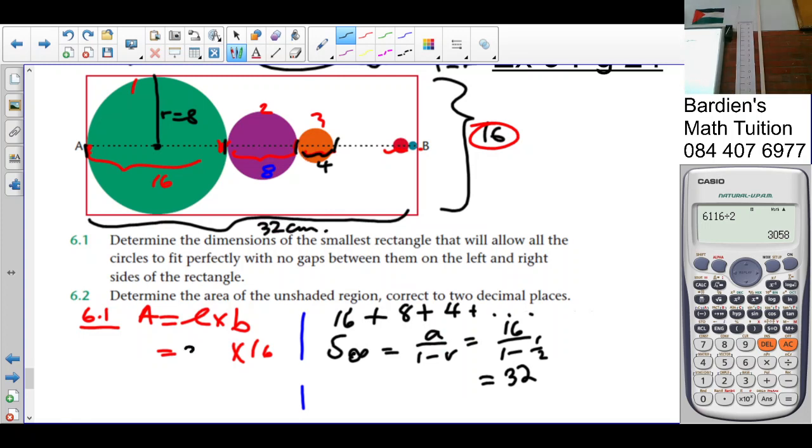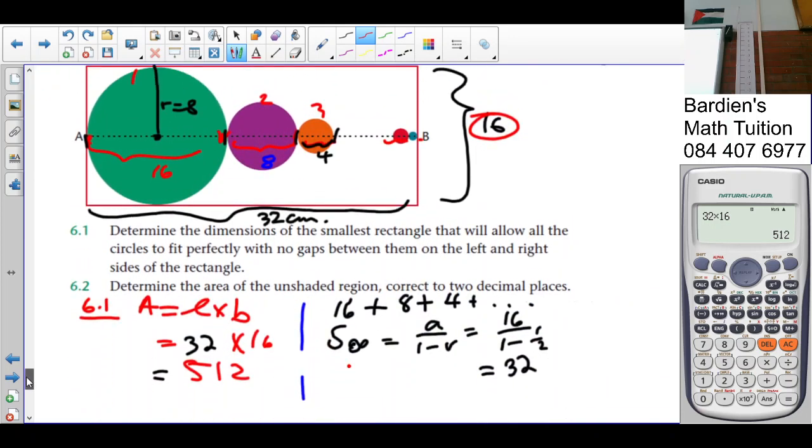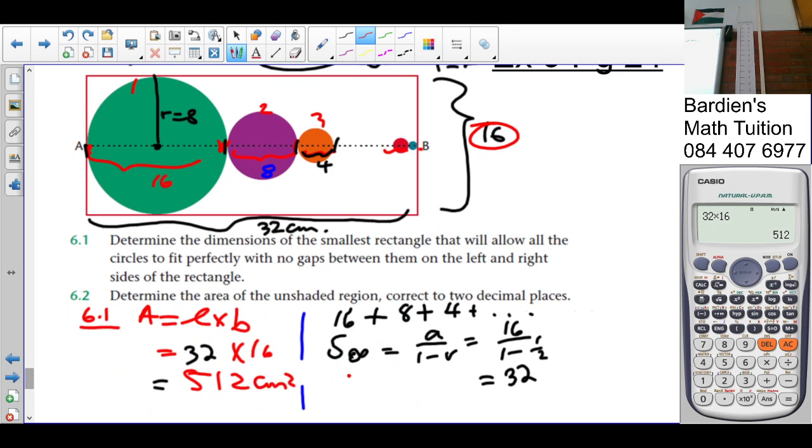Okay? So we just simply say 32 times 16. So the area of this is going to be 32 times 16, which is 512. 512 centimeters or meters or what? Centimeters squared. What's the answer there? Check. Just check there for a minute before I go on to the next one.